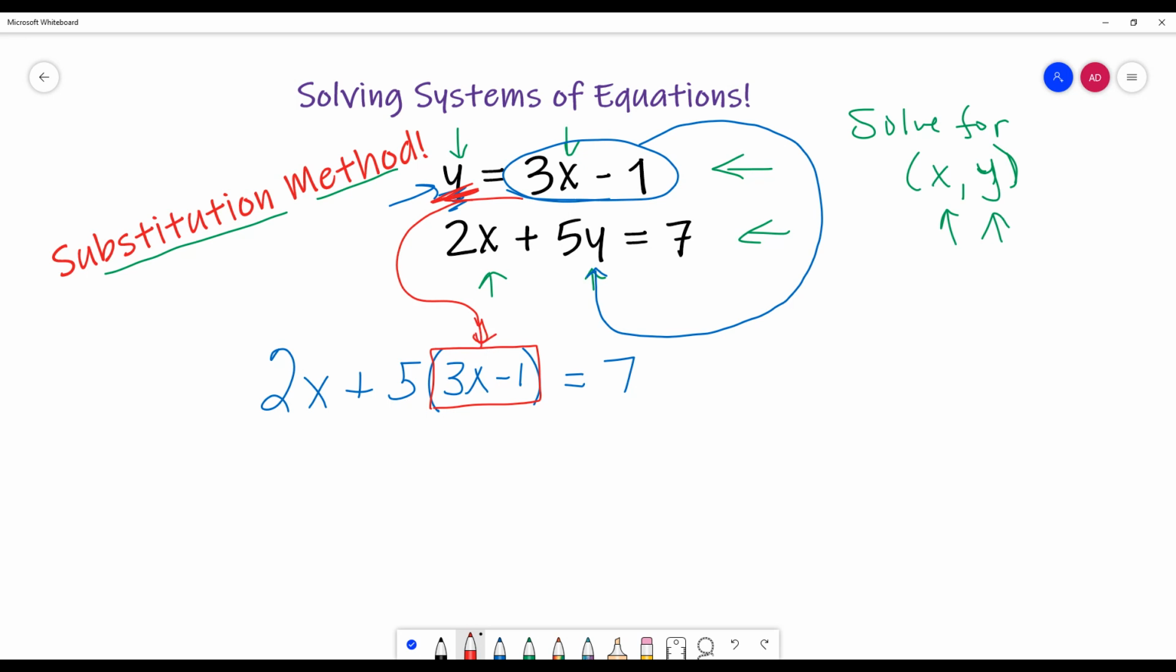All right, but check it, everything else, right? Everybody else stays the same. The 2, the x, the 5, the equals, the 7. All of those are still the same, okay? And all you're doing is replacing the y with 3x minus 1.